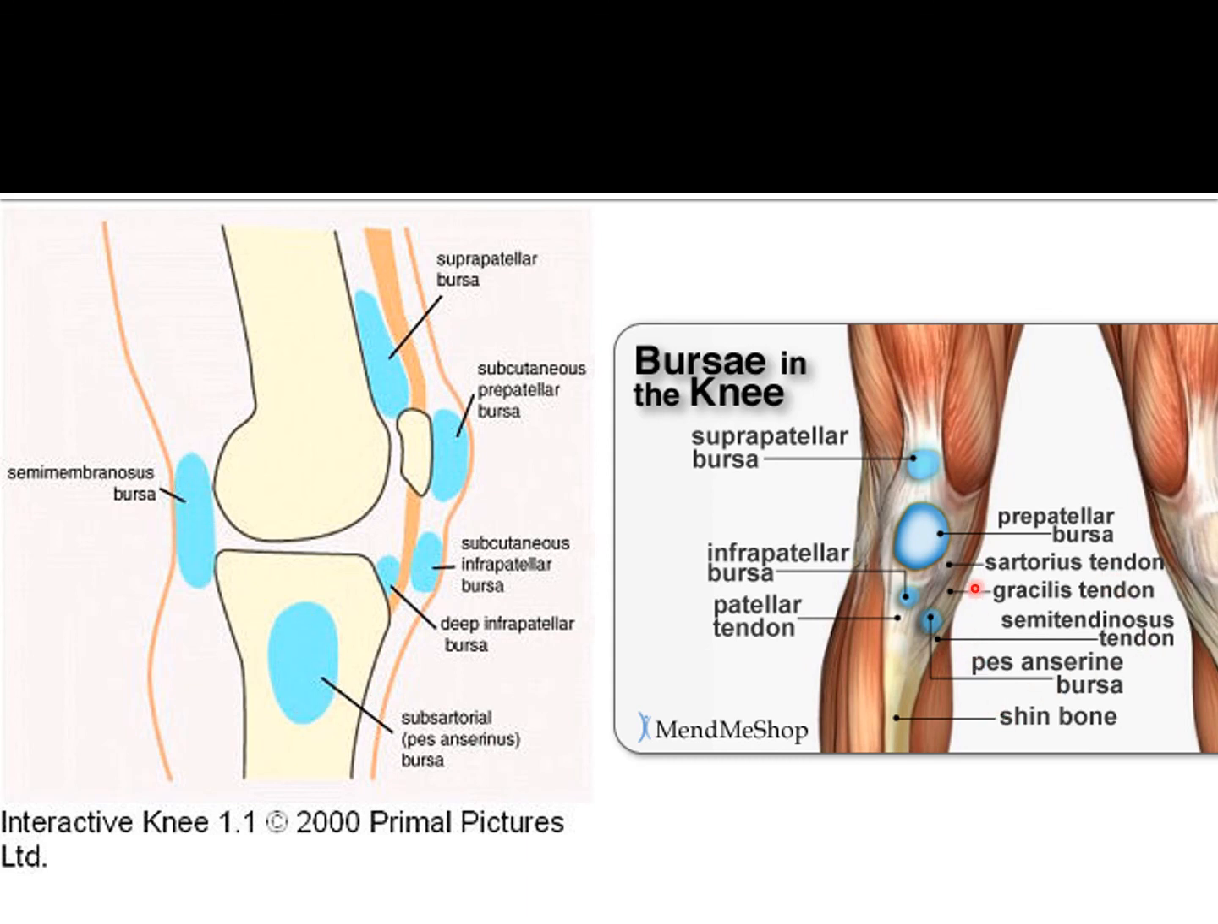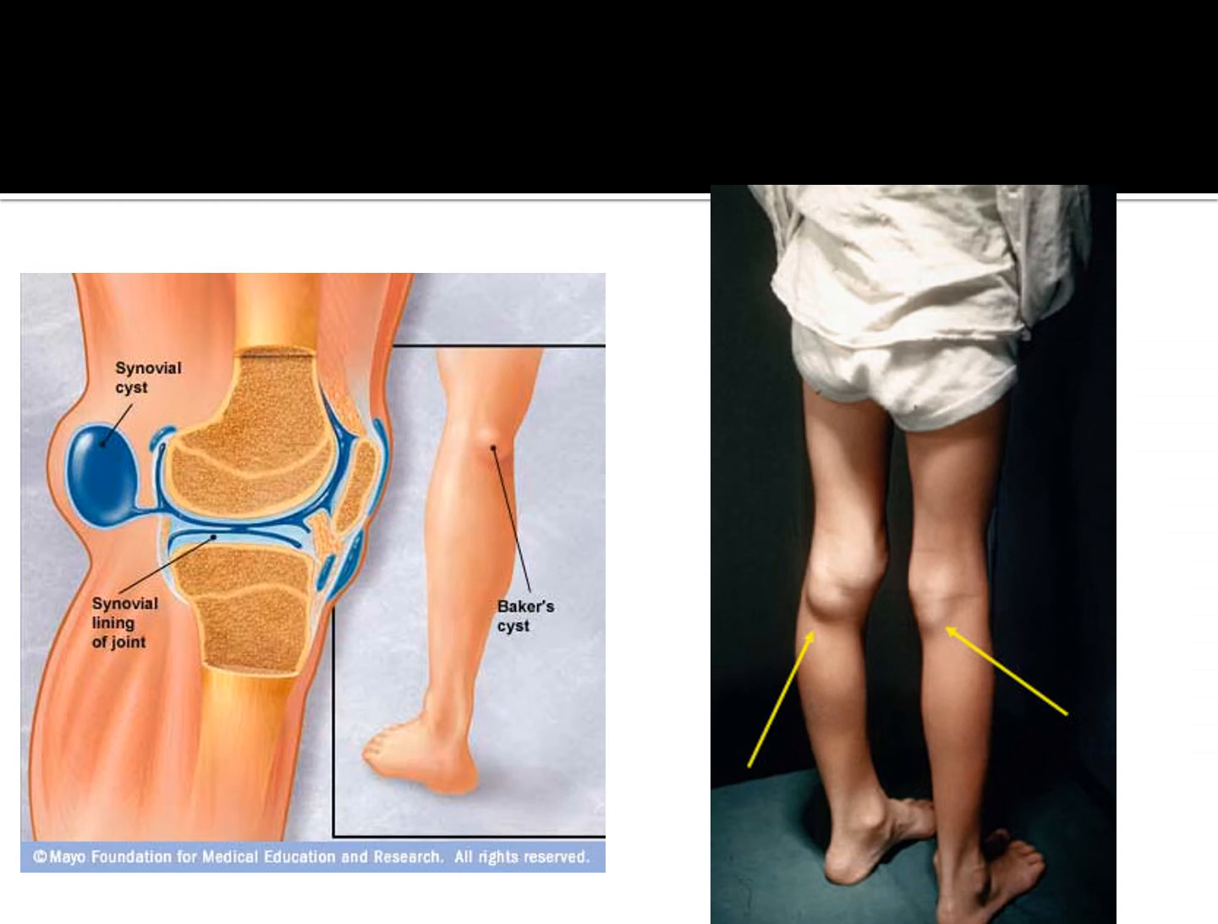So you can see all these bursae. There are a lot of bursae present around the knee joint, and inflammation of any one of these can lead to knee joint pain. So you need to note that for a person coming with knee joint pain, the pathology can be anywhere. It can be extracapsular or intracapsular, or it can be inflammation of the bursa as well.